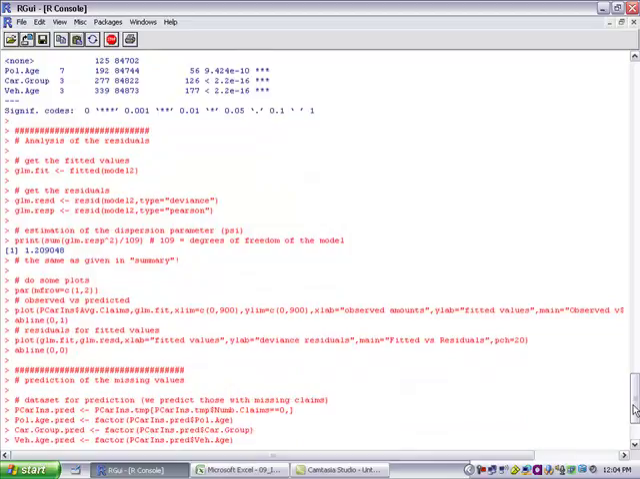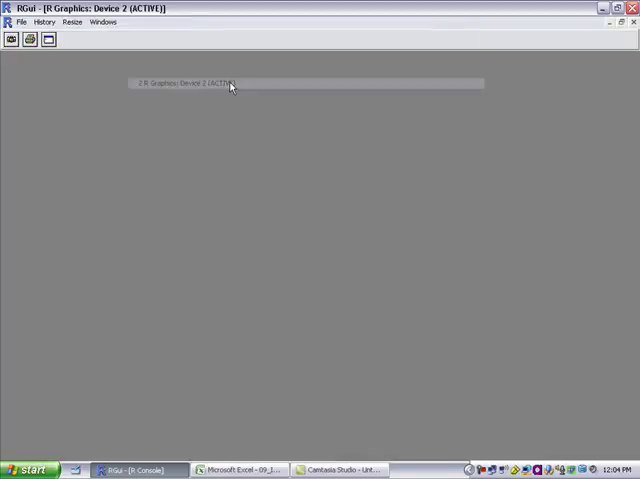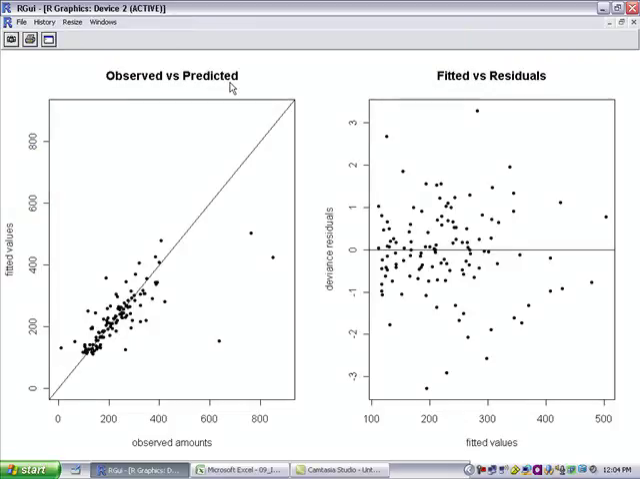So then for the plots, I just showed you the plots. You have observed against predicted, so the observed amount, the fitted values. And of course they should be the same, so they should be on that line with intercept 0 and slope 1. Well, you have some outliers, but more or less it's alright.